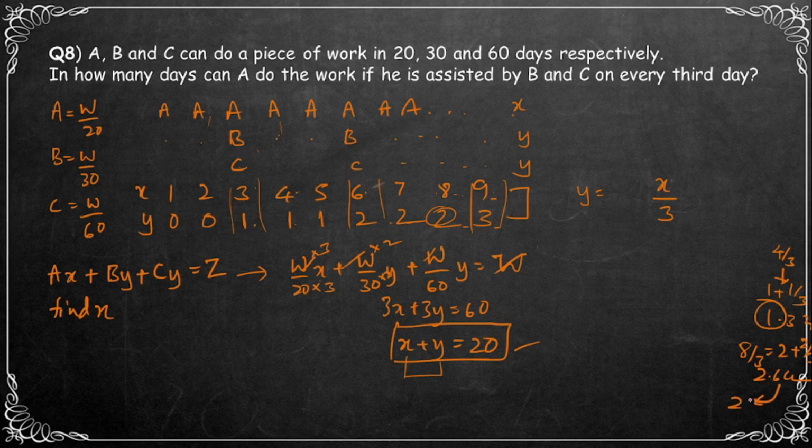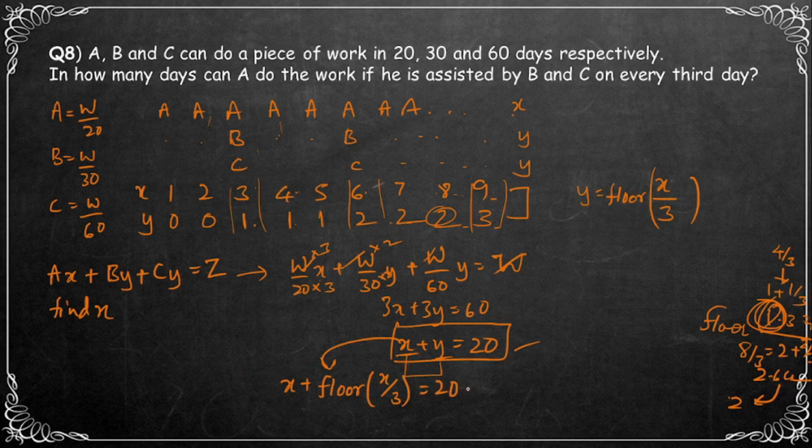So how do we get 2 from 2.66 and 1 from 1.33? It is nothing but the floor function. We take only the integer part of the number. So that is floor of x by 3. This is the relation between x and y. Now we need x, so we need to eliminate y. We can rewrite this equation as x plus floor of x by 3 is equal to 20.